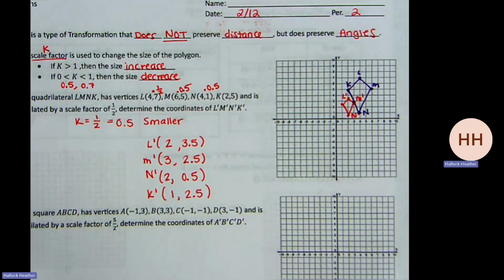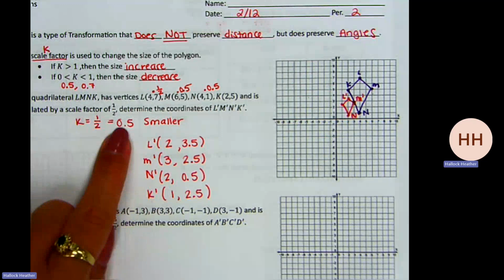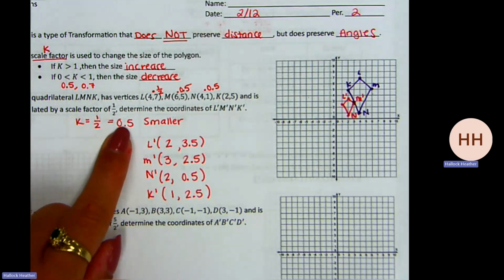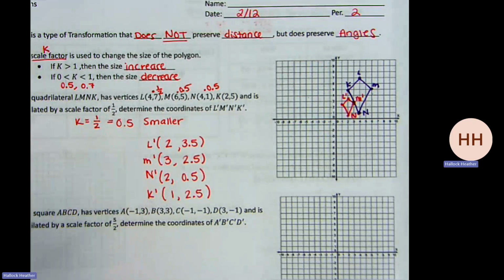So your image should get smaller if your scale factor is less than 1, basically. If it's more than 1, then it should be getting bigger. How do we feel? Not too bad?